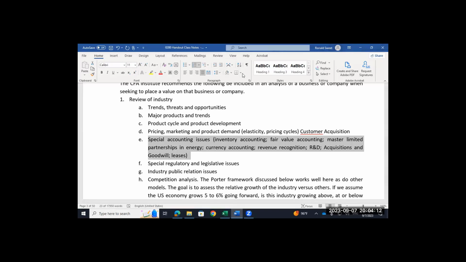Are they heavy into master limited partnerships like the energy companies? Is currency a major issue? Don't talk about currency if they have 5% overseas sales. But if currency is a major part of what they're doing, that's important. How heavy is the research and development?